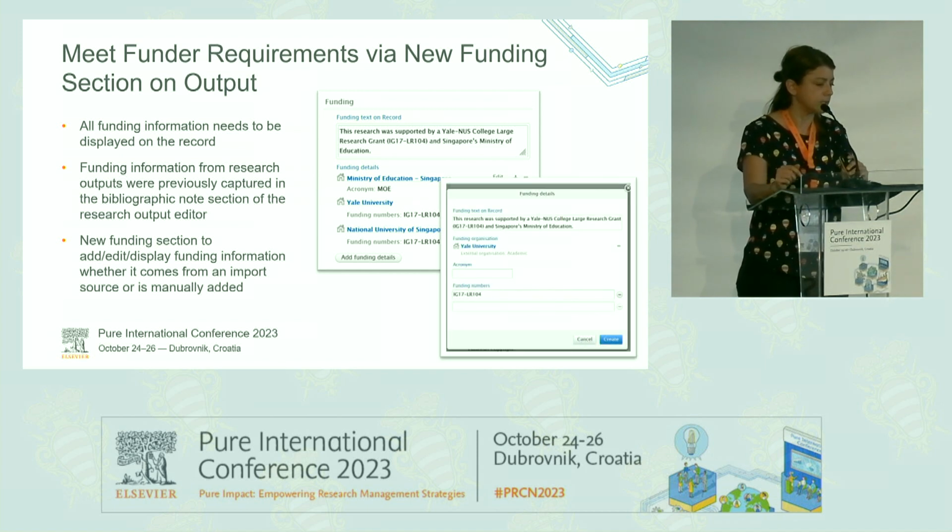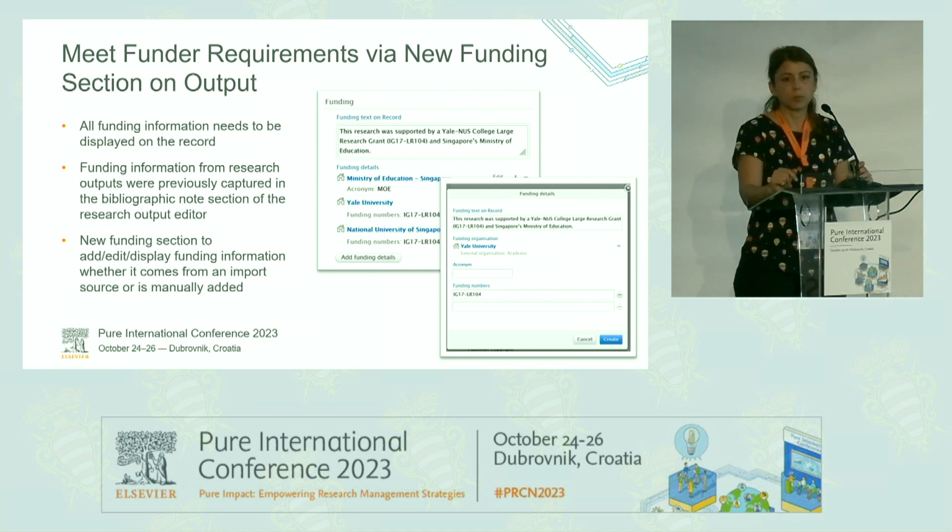And here you can see a detail of the funding details, where you can add manually if you want. Sorry, I didn't say it, but we have added it both on import. So for example, if you are importing from Scopus, and Scopus on research output has these fields, we will bring them directly into Pure. But you can also have an editor in which you add them manually in case they are not there.